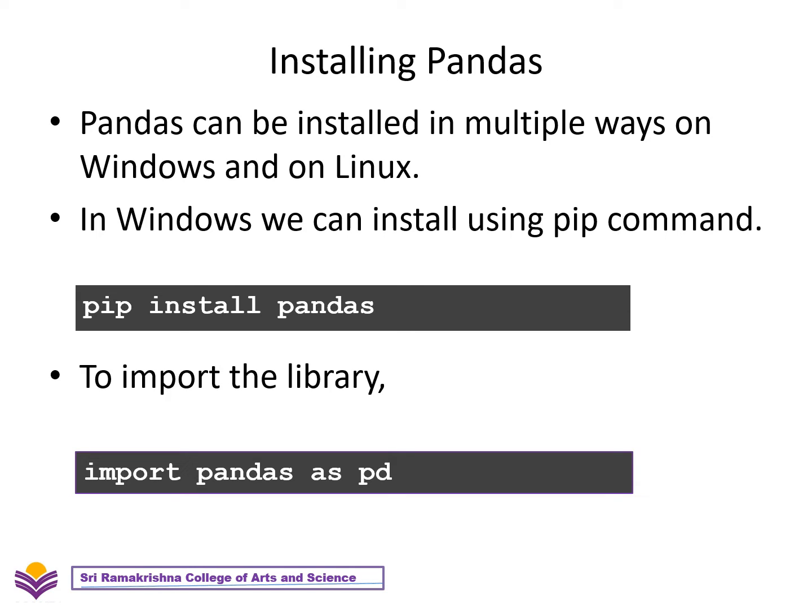So the command is pip install pandas. We need to type this in the command interpreter and press enter. After typing the command, you press the enter key. The pandas library will be installed into your system.